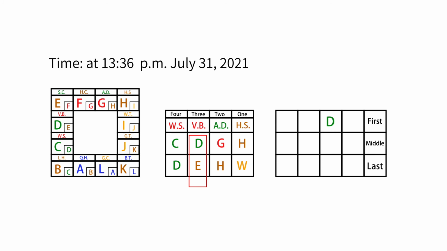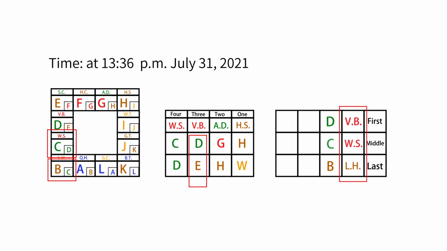After getting the first transmission, we regard the first transmission D as the earth plate and see what symbol of it the heaven plate is. It is C, so we use C as the middle transmission. After getting the middle transmission, we regard the middle transmission C as the earth plate and see what symbol of it the heaven plate is. It is B, so we use B as the last transmission.